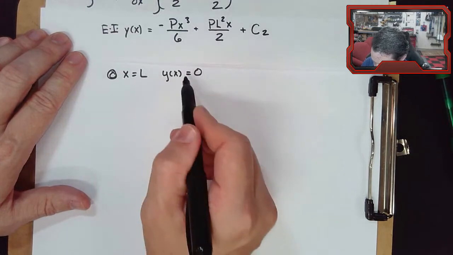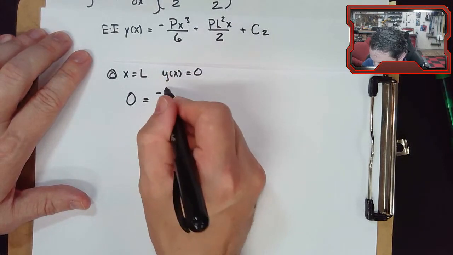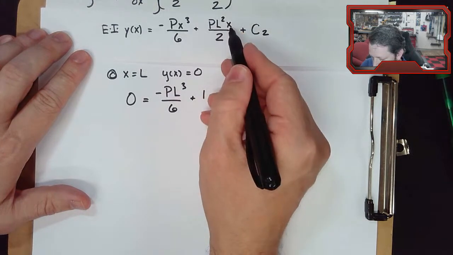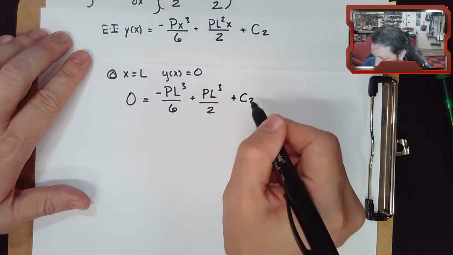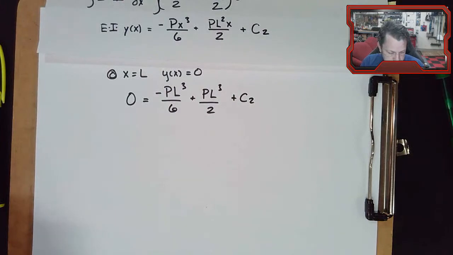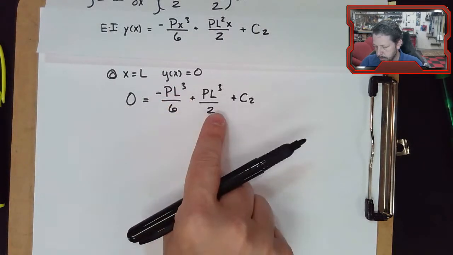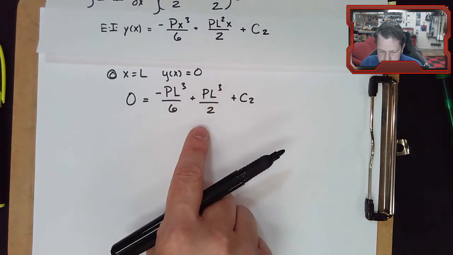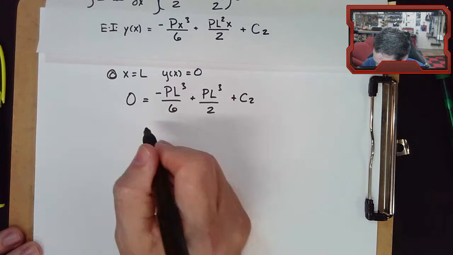So I've got this whole time, again, y of x equals 0, so this side becomes 0, equals x is L, so negative P L cubed over 6 plus P, this is L squared times L, L cubed over 2 plus C2. So I can solve this for C2, and I get a common denominator. This is PL cubed over 6, multiply this guy times 3, PL cubed over 6, 3 PL cubed over 6. And I'll end up with a 1/3 PL cubed, combining these together.